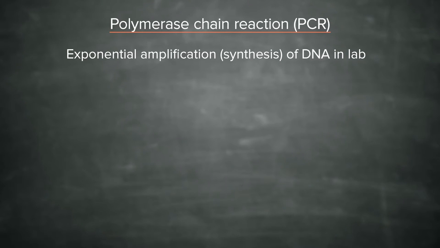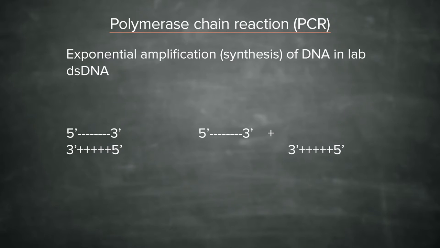So let us start off with double-stranded DNA. We'll make it 5 prime to 3 prime, and 3 prime to 5 prime, as ever. And you're going to break apart those two strands. One strand, 5 prime to 3 prime. The other, 3 prime to 5 prime, as usual.